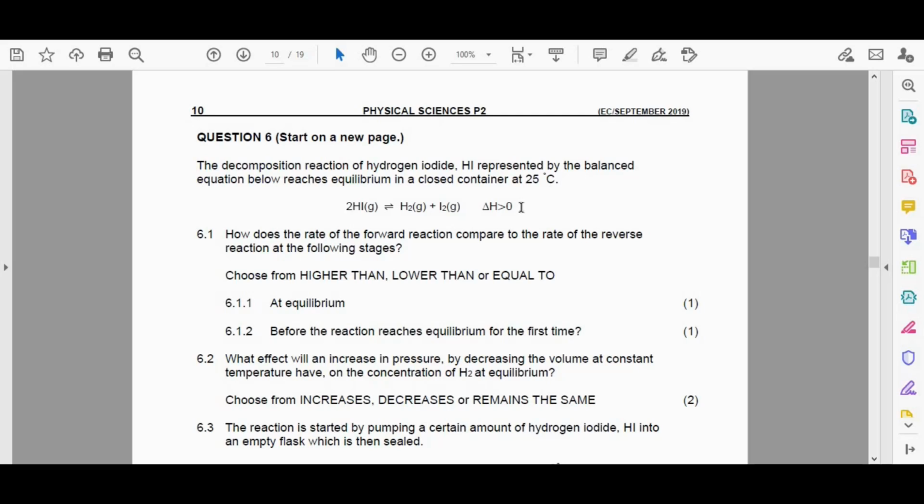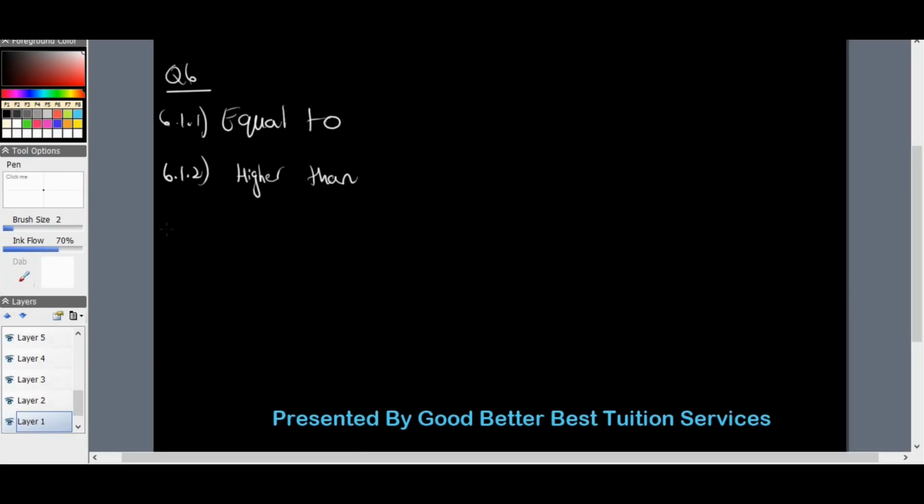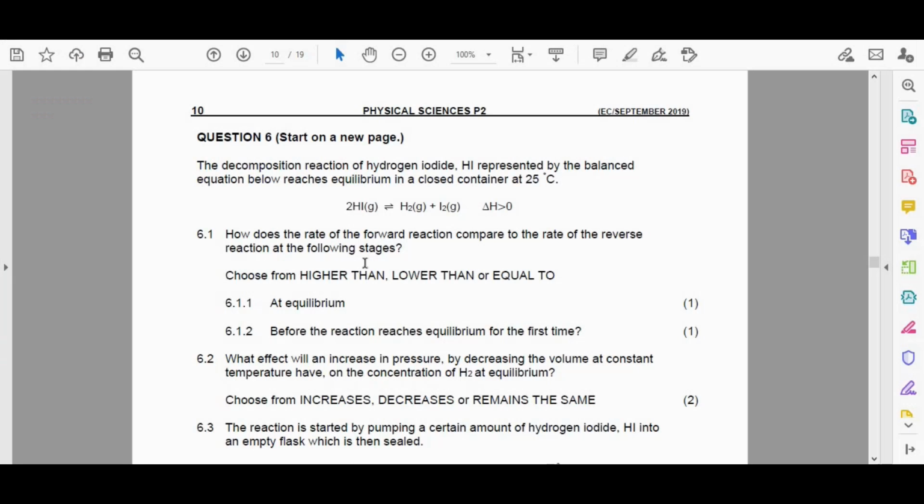6.2, what effect will an increase in pressure by decreasing the volume at constant temperature have on the concentration of hydrogen, H2, at equilibrium? We need to choose from increases, decreases, or remains the same. Let's have a look at that question again. By decreasing the volume, we increase pressure. So essentially, we are decreasing volume, but temperature is constant here. What would that have on the concentration of H2? Well, according to intuition and according to study, that would definitely increase the concentration of H2 at equilibrium.